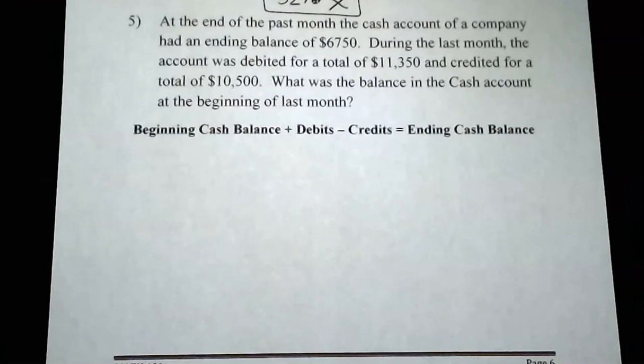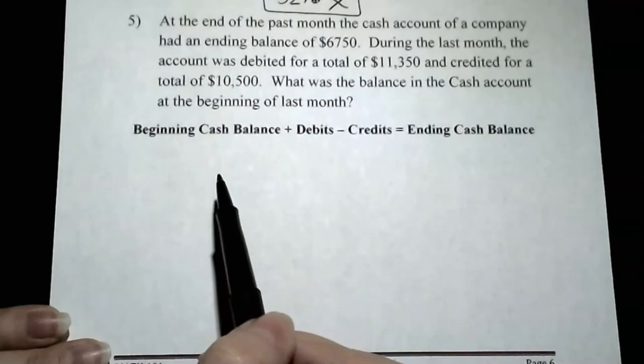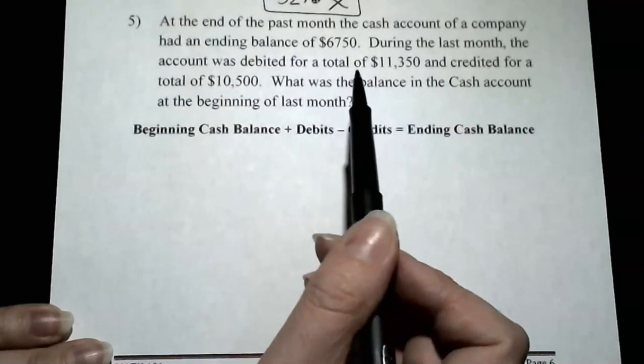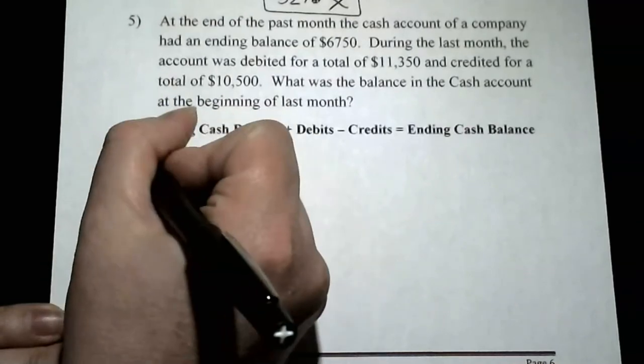Number 5 says, at the end of the past month, the cash account of the company has an ending balance of $6,750. During the last month, the account was debited for a total of $11,350 and credited for a total of $10,500. So what was the balance in the cash account at the beginning of last month? And then they gave us a formula to use, so we're going to just substitute in and evaluate it for the values that they told us. So they are looking for the balance at the beginning of the month. So that's the one we don't know.